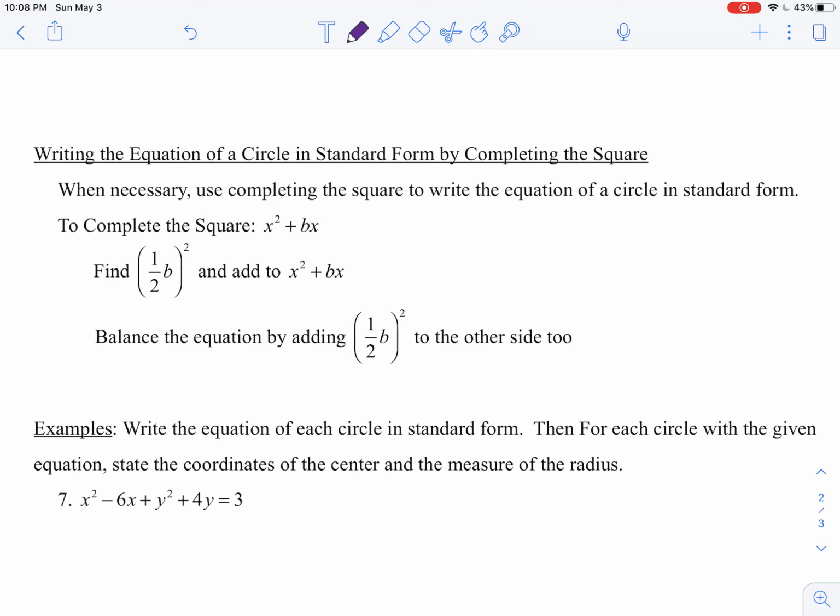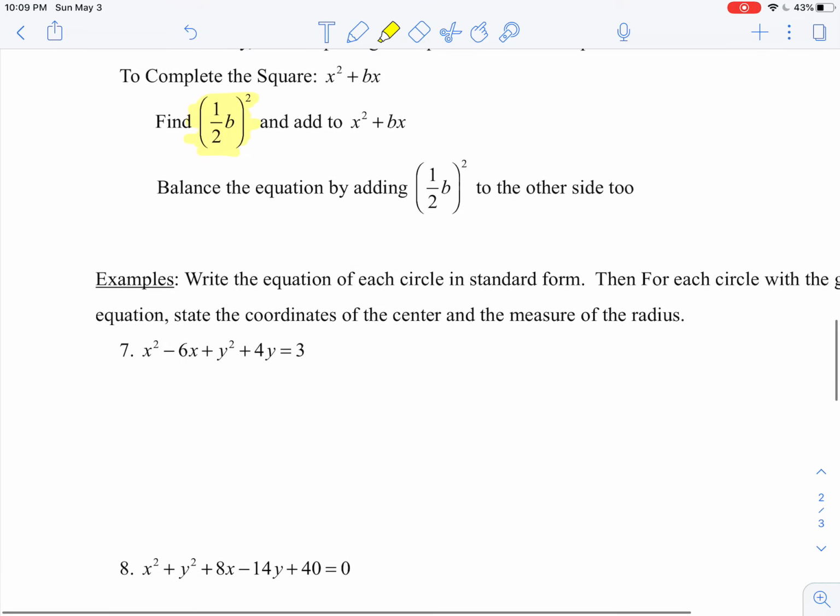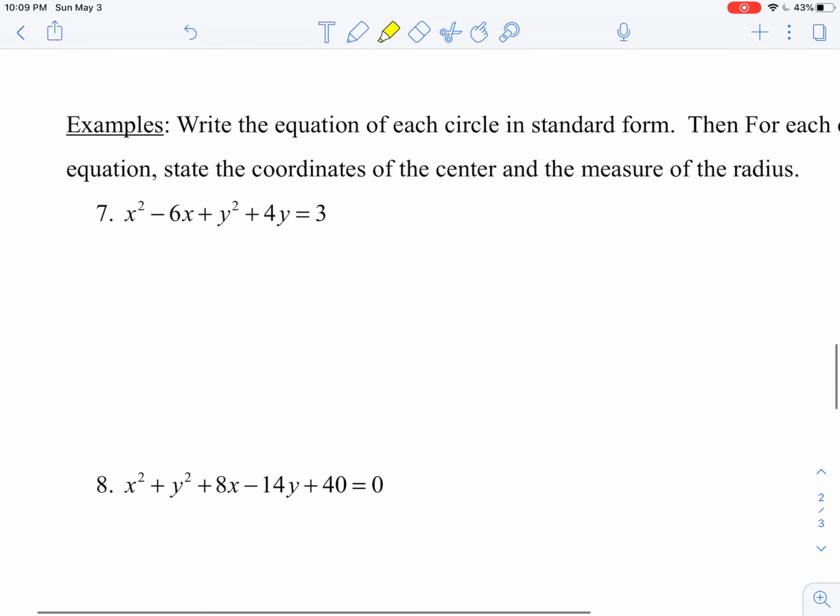When you complete the square, you're going to look at what I call your middle term, and that's your term that has just the plain old x or the plain old y. You start by finding half of your middle term and squaring it. We're then going to add that value to both sides of our equation and then factor, and we'll see what happens. So question number 7, it says write the equation in standard form. Then for each circle, state the coordinates of the center and the measure of the radius.